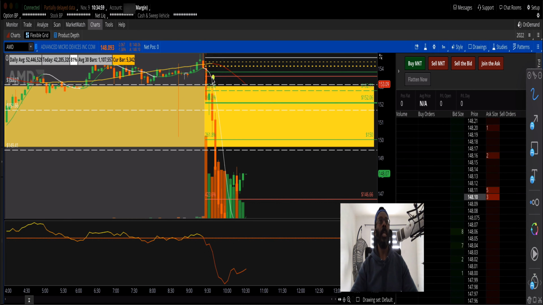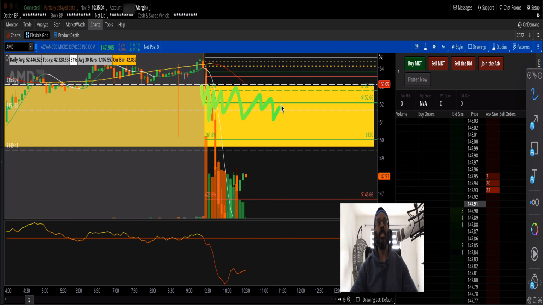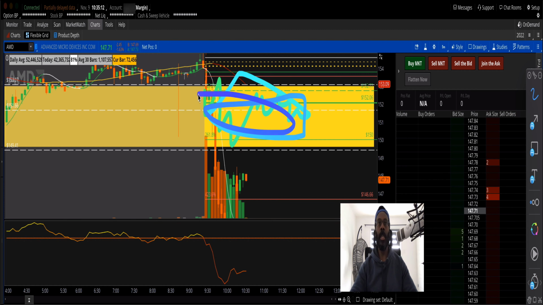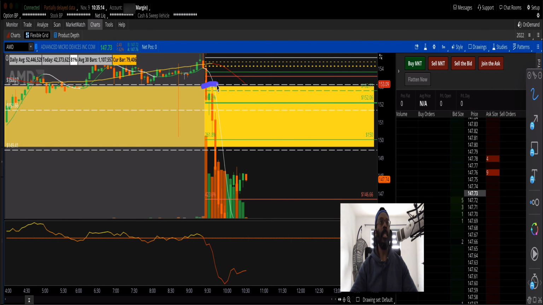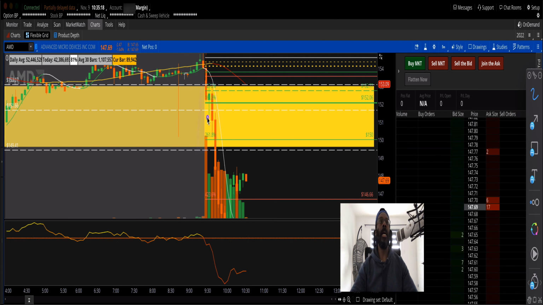So here's where we open up. Remember what we say, we don't take a position inside of this box, because if we take a position inside of this box, this could be the range bound box trade. We don't want to trade in a range. So we wait, right? So that's exactly what I did. I waited.